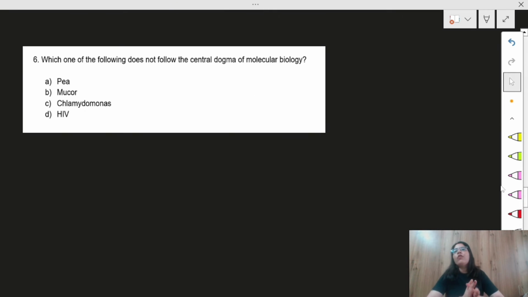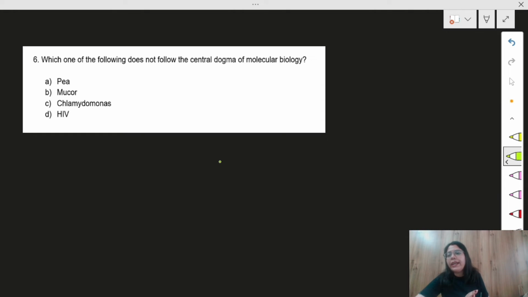Now, which one of the following does not follow the central dogma of molecular biology? That day I discussed something about this, right? If you remember, I discussed that there is one concept which is called reverse central dogma, in which genetic information flows in a reverse order. That happens in some of the viruses. So I will mark here HIV.